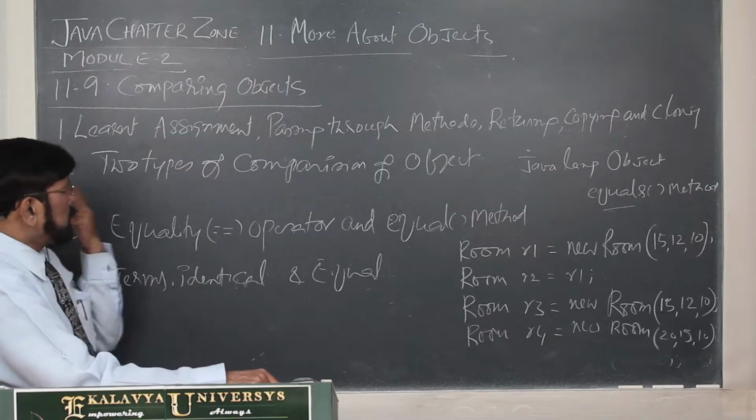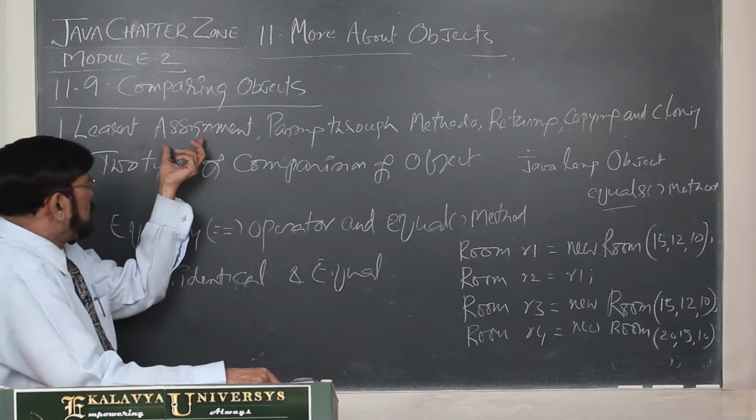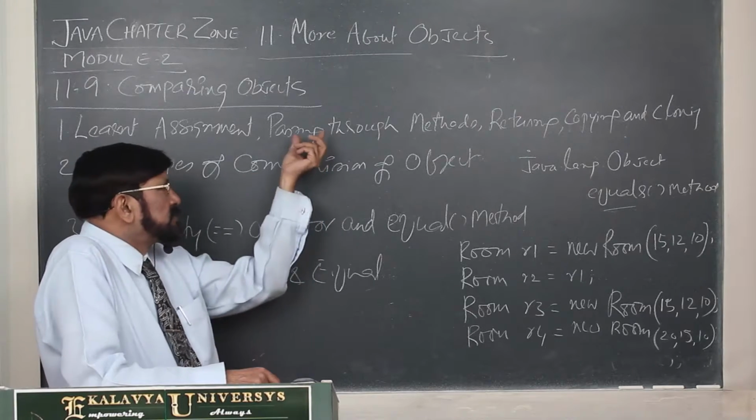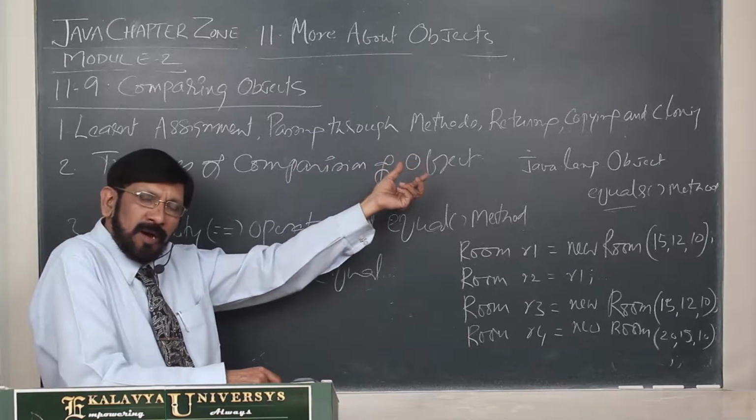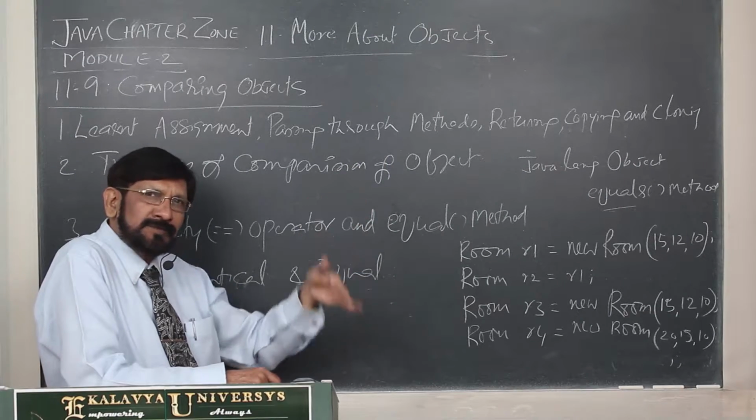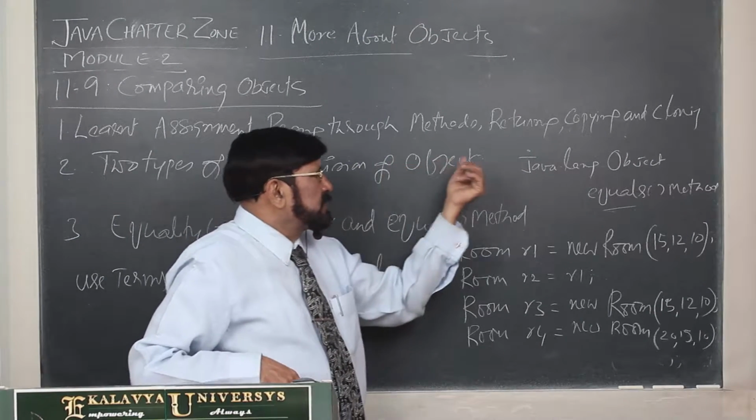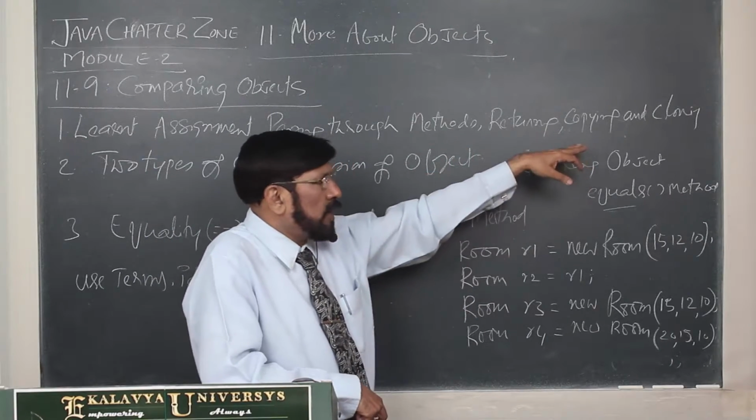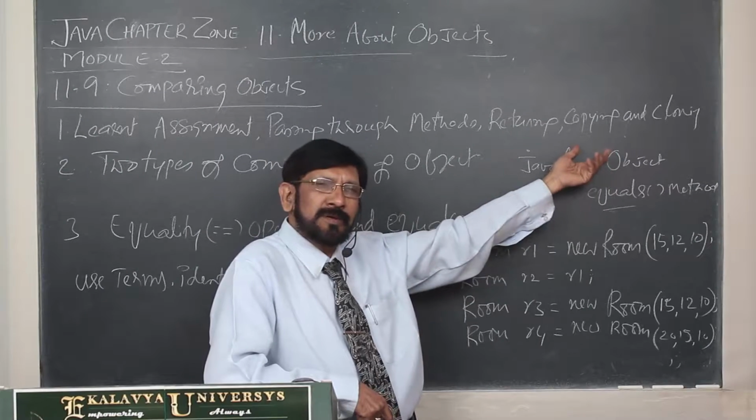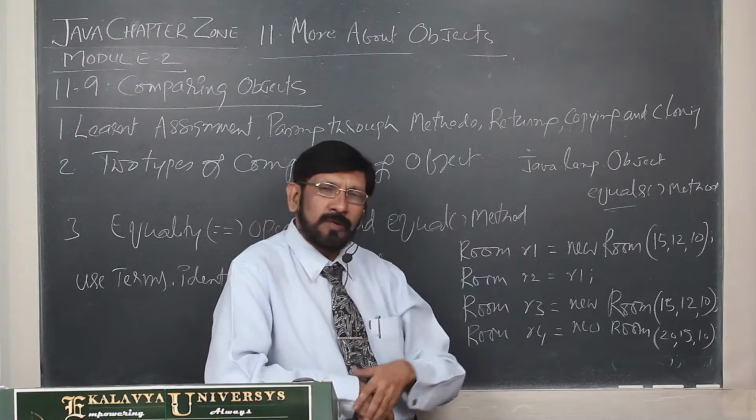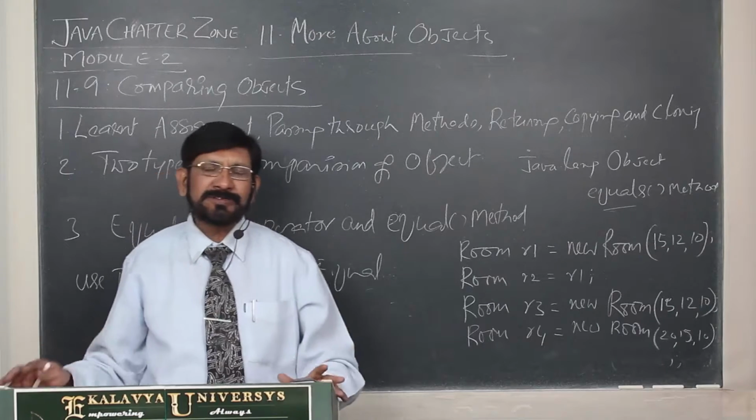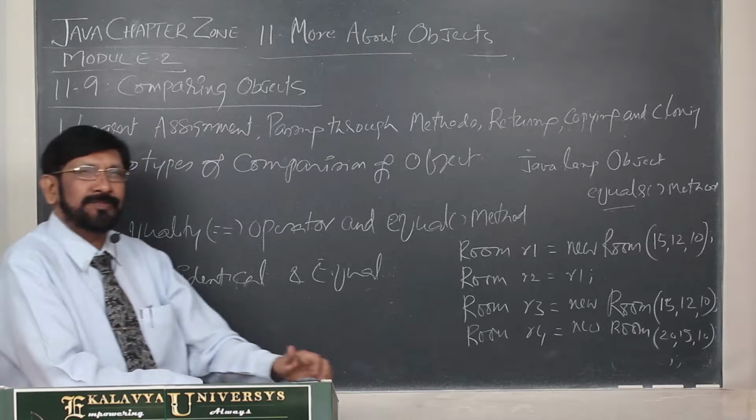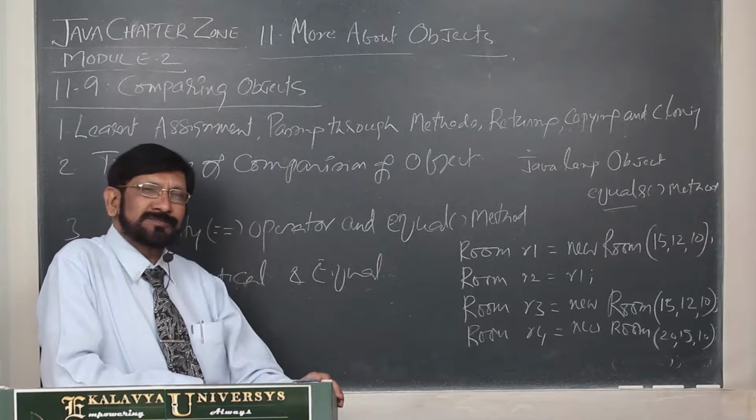So far, let us review what operations we learned. We learned assignment, passing objects through methods, which means passing the object reference, and returning an object through a method, which means returning the object reference, and copying and cloning. Copying means nothing but shallow copying, and cloning means deep copying. All these operations we learned. Now one more operation is comparing. We have to compare two objects.